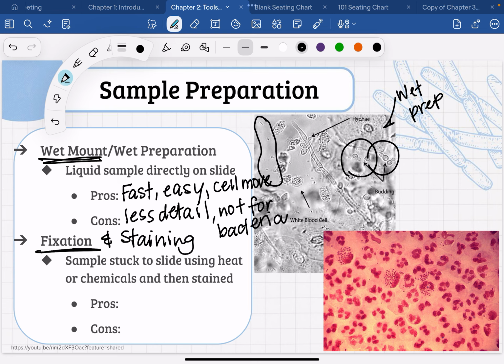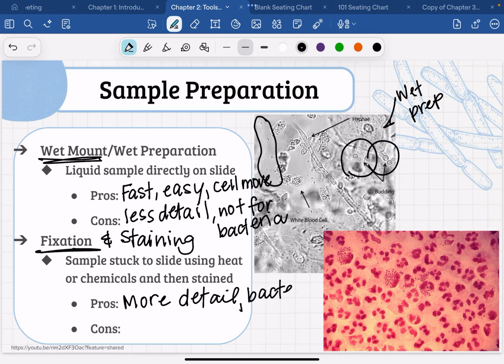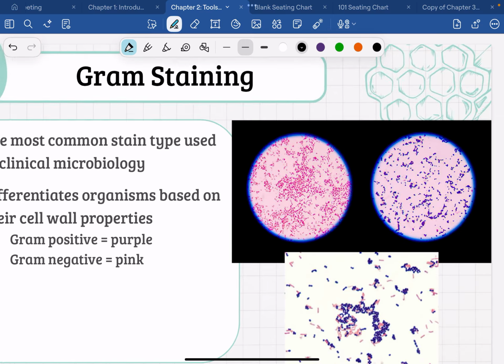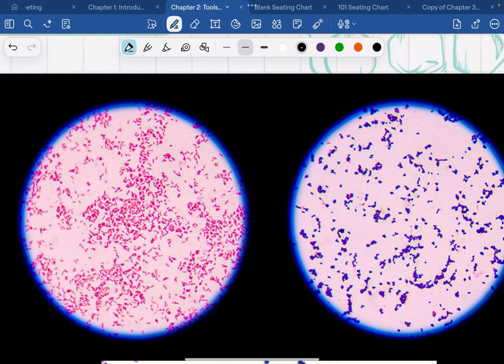Now, the pros of this is that you can see more detail. It's just kind of the opposite of the wet prep. So you can see much more detail. This is good for bacteria. And because you're staining things, which we're going to talk more about in just a second, you can stain things different colors. For example, this is an example of things that have been stained different colors. And this will tell us whatever we're trying to find out based on what color the things turn.